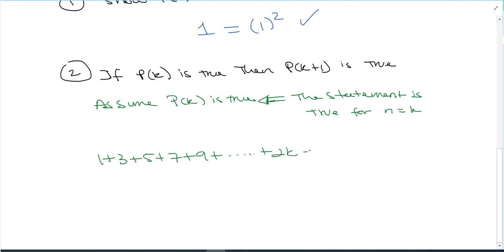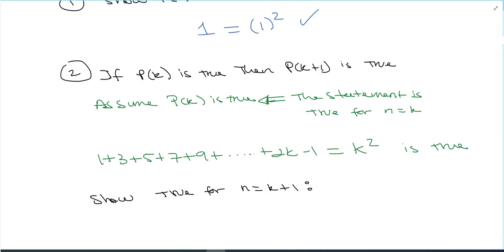plus 2k minus 1 is equal to k squared. So we get to assume that this is true, right? So this is our assumption. For this if-then statement, we want to show that the statement is true for n equals k plus 1.